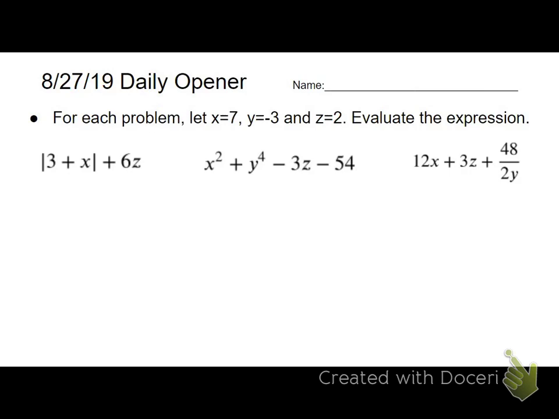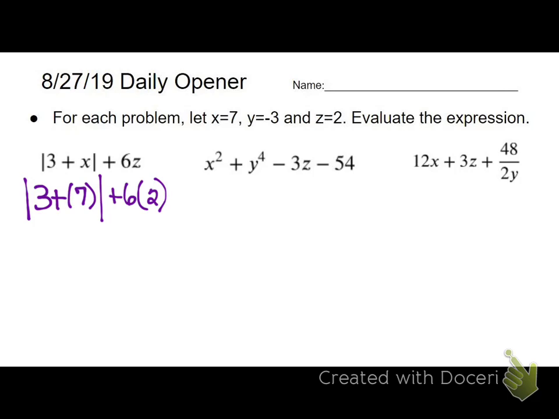So when we go to fill in these, instead of putting the variable, what should you put around the variable? Parentheses, okay? So when I go to rewrite this expression, I'm going to put absolute value 3 plus, what do I substitute for x? 7 in parentheses, absolute value sign, plus 6 parentheses, and what do I substitute for z? 2. Now, this is where our lesson from last week comes into play, because now we're going to have to use the order of operations to solve this expression.